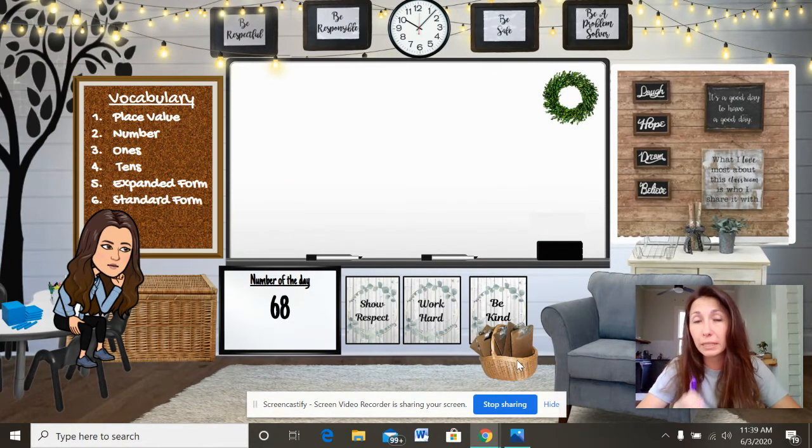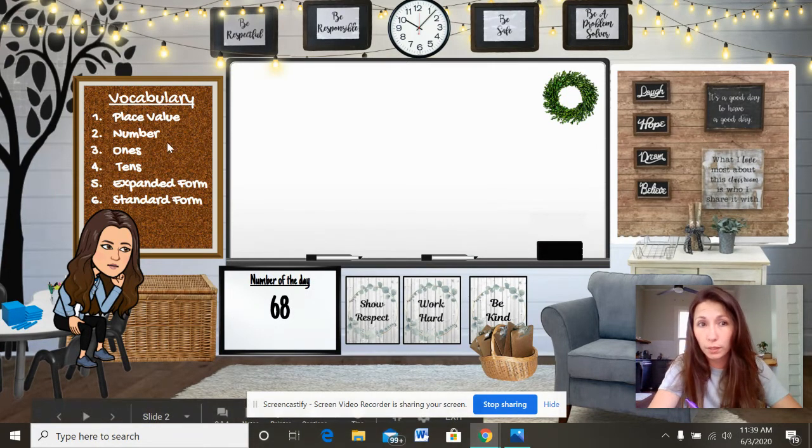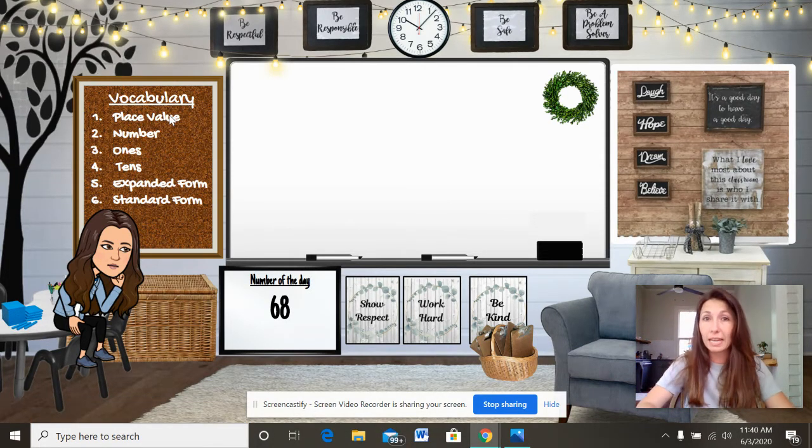Now, before we begin our number talks, let's go over some of our vocabulary words. And let's look at the cork board that's right over here that's labeled vocabulary. The first term we're going to go over is known as place value, and that is talking about your numbers. You take your numbers and you look at the value of each digit inside that number. Now, let's say, like today, our number of the day is 68.